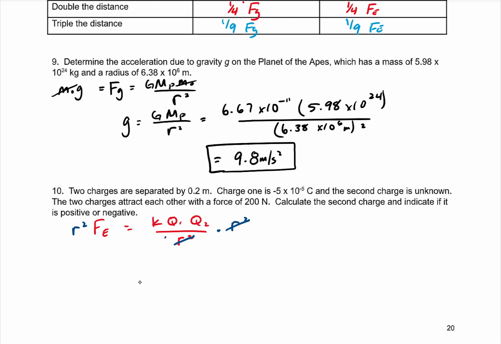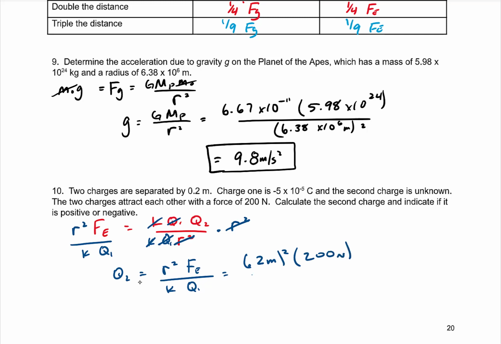And I want Q2 all by itself, so I'm going to divide both sides by Q1. The Q1 goes away on the right side, and then divide both sides by k, so the k goes away on the right side. So this tells me that Q2 is equal to r squared times the electric force divided by k times Q1. So based on the things that we have, we are separated by 0.2 meters squared. Our force is 200 newtons divided by k, 9 times 10 to the 9th newton meters squared per coulomb squared, times Q1, which we know is 5 times 10 to the negative 5th coulombs.